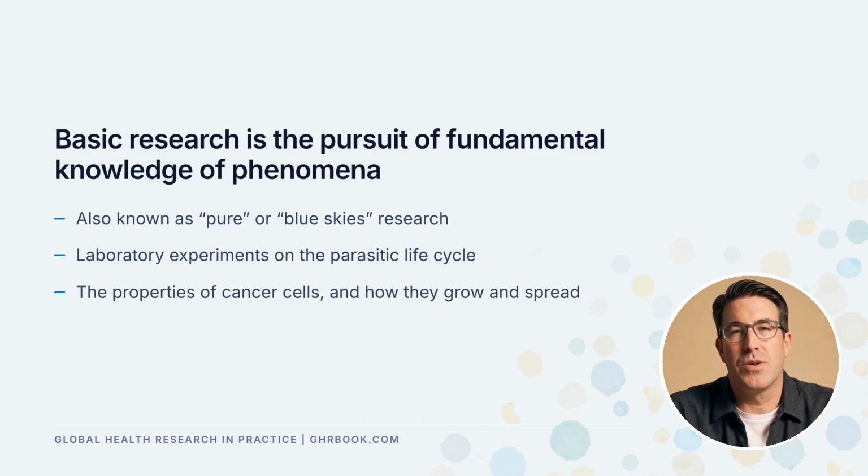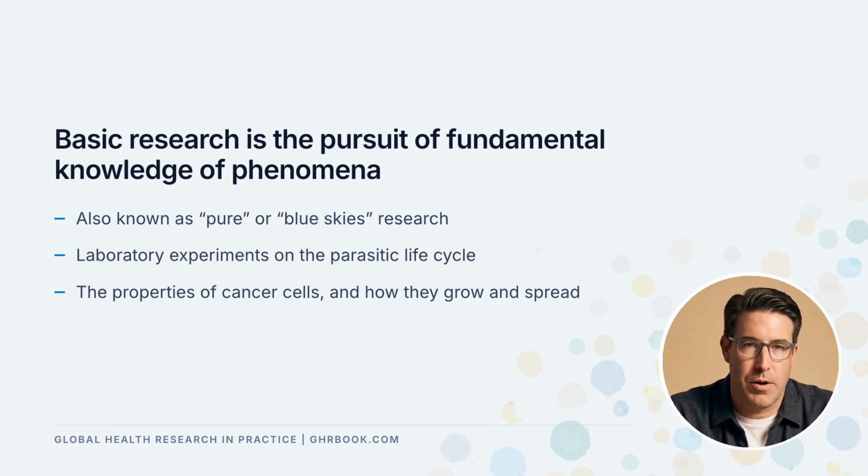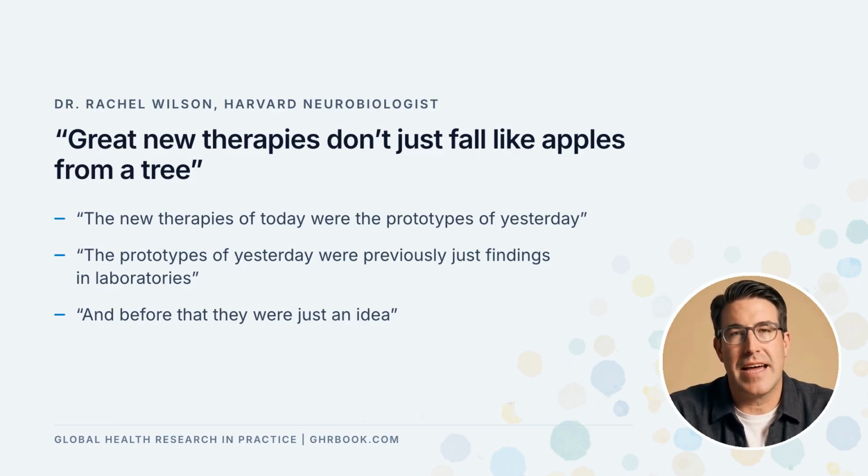Basic research, also known as pure or blue skies research, is the pursuit of fundamental knowledge of phenomena. For example, scientists conduct laboratory experiments to understand the parasitic life cycle and how parasites interact with humans at different stages. Another example is the scientific investigation of the properties of cancer cells to better understand how they grow and spread. The information generated by basic science becomes the basis for applied science.